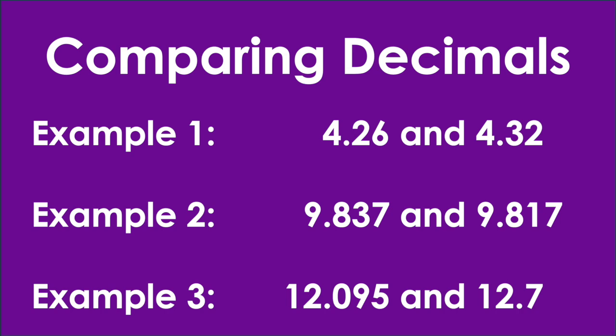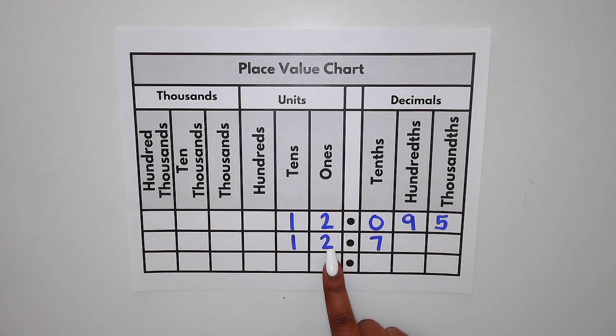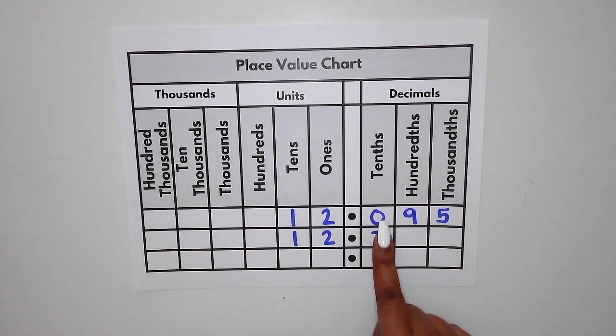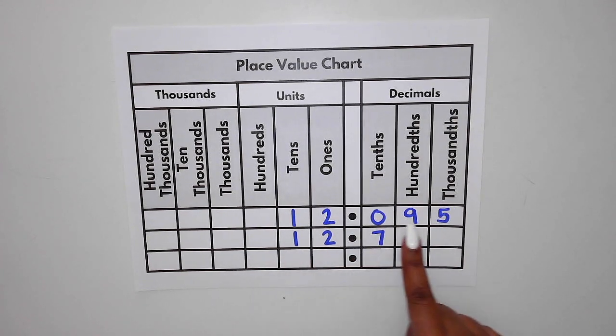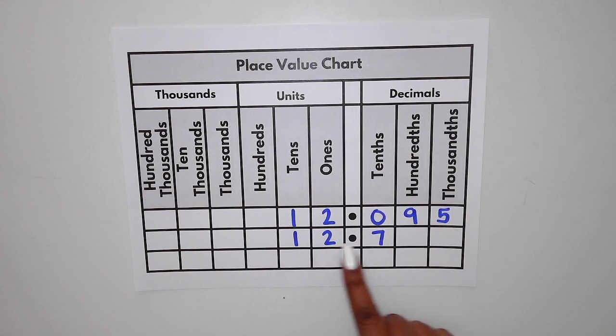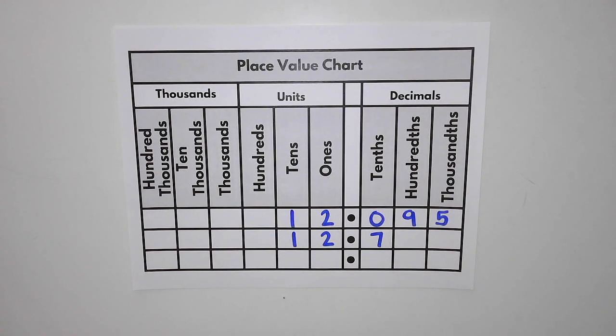In the third example, we see that both numbers have 1 ten and 2 ones. Looking at the tenths place, which is the first place where the numbers do not have the same value, we see that the number 12 and 95 thousandths has 0 tenths, and the number 12 and 7 tenths has 7 tenths. Comparing these two types of numbers may stump a few students because the first number has more digits than the second number.